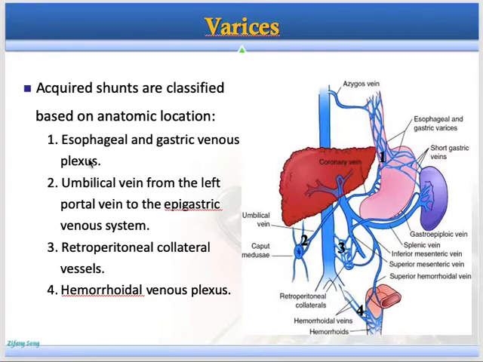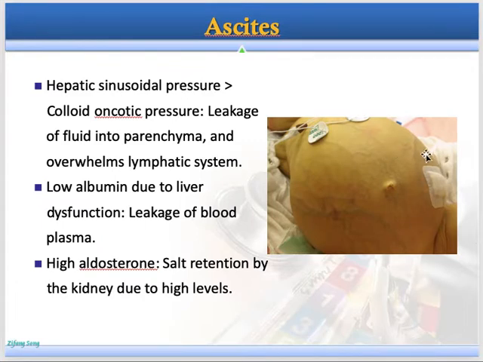Okay, so esophageal and gastric venous plexus. We had discussed this, right? And this is ascites. See, distended abdomen, and there will be a lot of leak, because simply there is back pressure, or there is congestion of the portal blood circulation. The fluid is going to leak out into the abdominal cavity, and it will collect in the abdominal cavity, which will result in ascites, right?